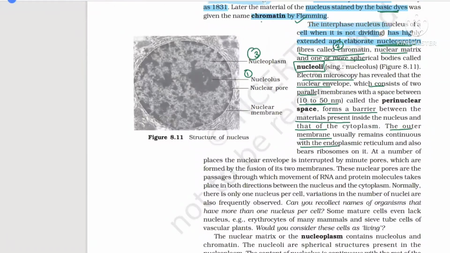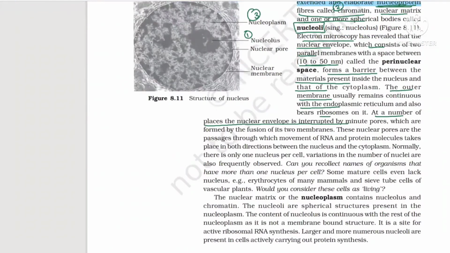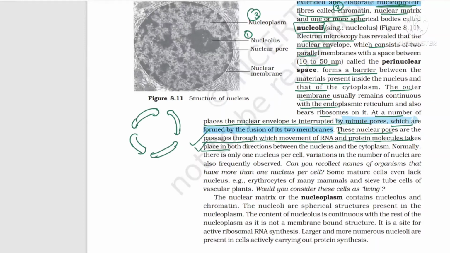At a number of places, the nuclear envelope is interrupted by minute pores, and these pores are formed by the fusion of its two membranes. At the pore, you can't draw it this way only, I have to fuse these ends. Is it clear? This fusion of ends is done this way. These nuclear pores are the passage through which movement of RNA and protein molecules takes place. Please, this is very, very important.